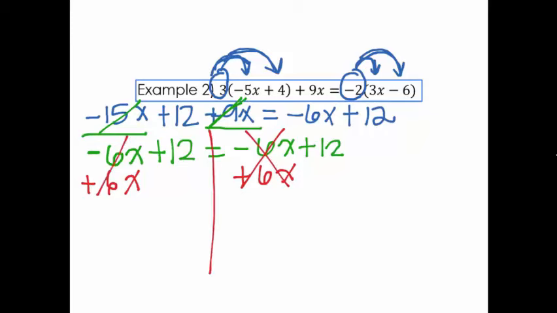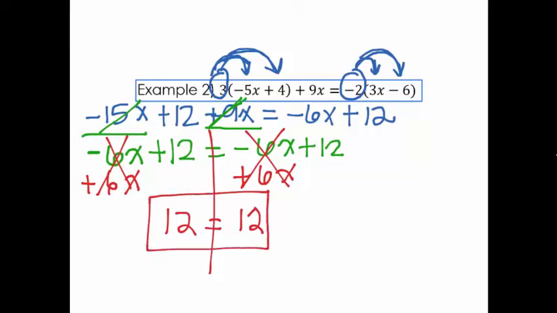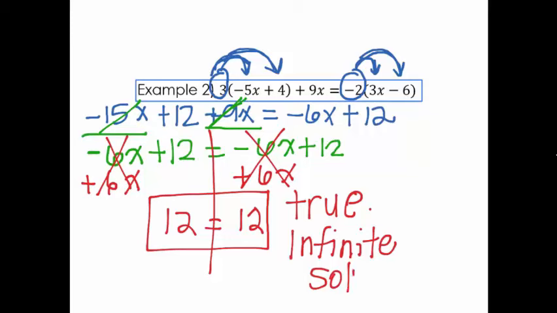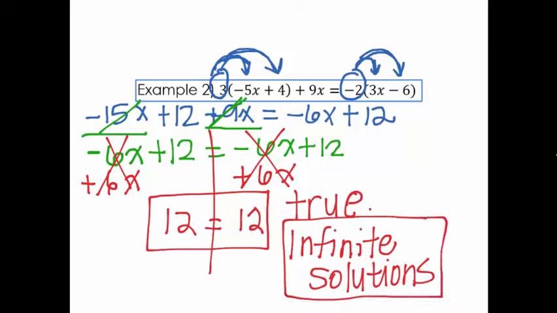I bring down my wall, this eliminates, and I'm left with 12 is equal to 12. You guys should know this is always, always true. So this means I have infinite solutions. These two equations here are what we call an identity because we have infinite solutions.